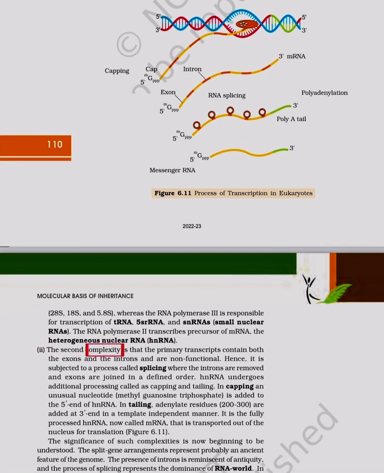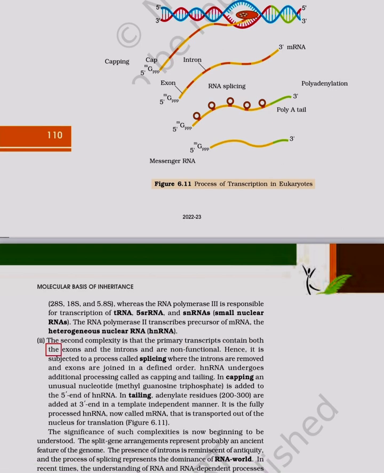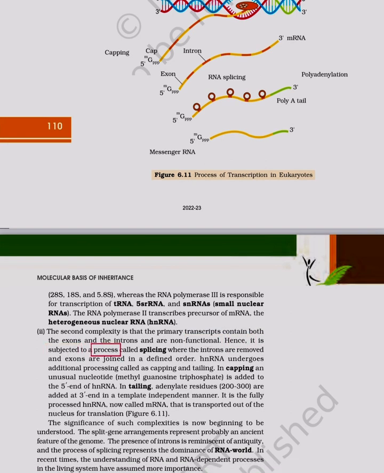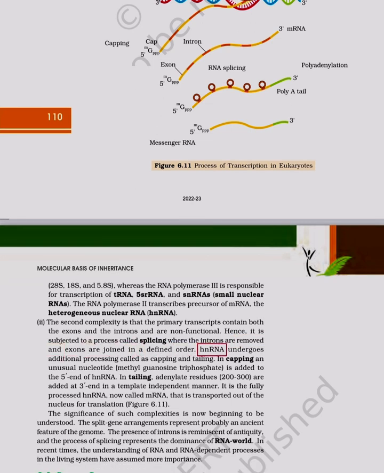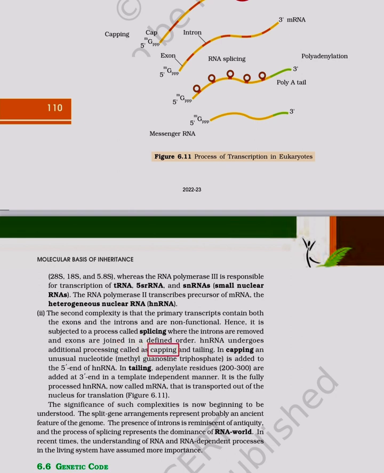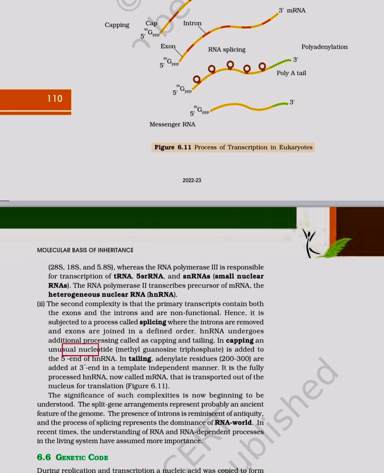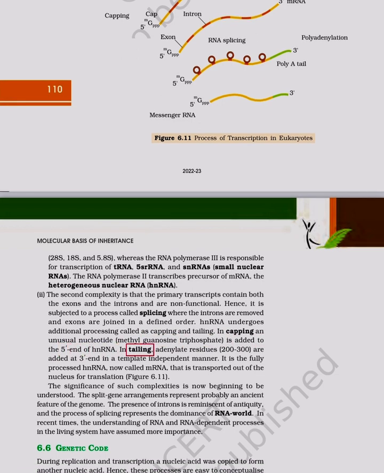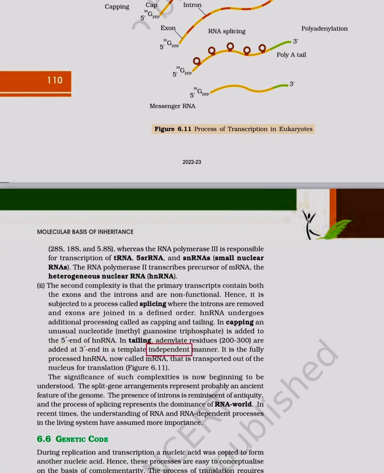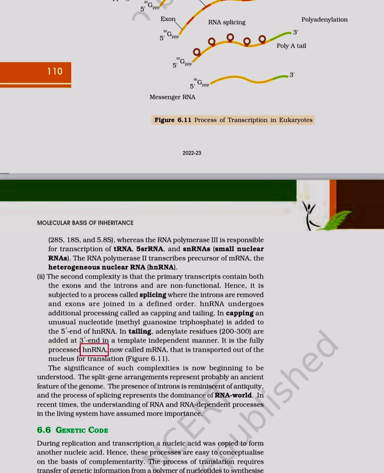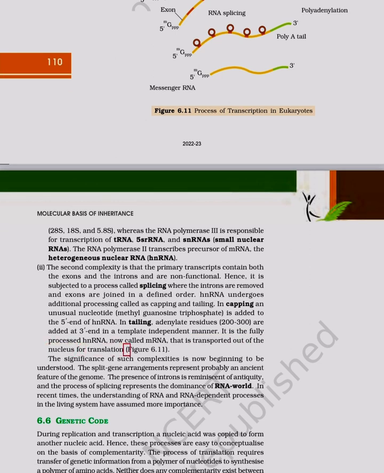The second complexity is that the primary transcripts contain both the exons and the introns and are non-functional. Hence, it is subjected to a process called splicing where the introns are removed and exons are joined in a defined order. RNA undergoes additional processing called capping and tailing. In capping, an unusual nucleotide, methylguanosine triphosphate, is added to the 5' end of RNA. In tailing, adenylate residues, 200-300, are added at the 3' end in a template-independent manner. It is the fully processed RNA, now called mRNA, that is transported out of the nucleus for translation.